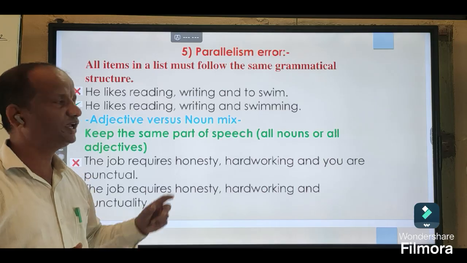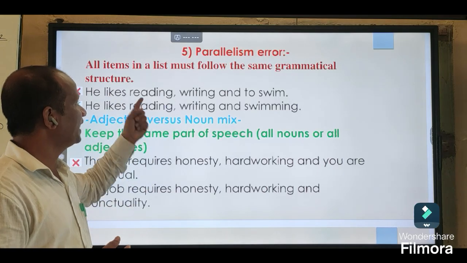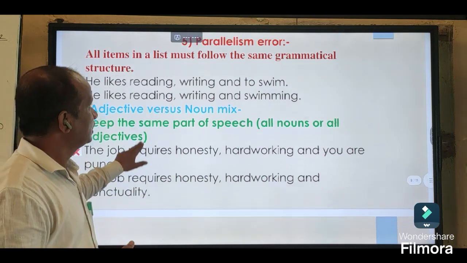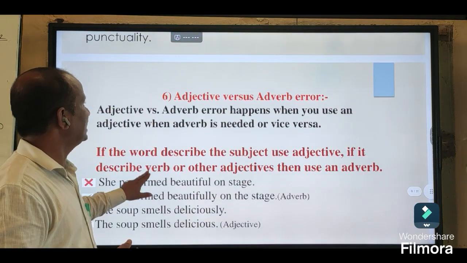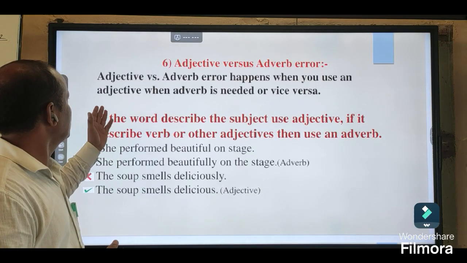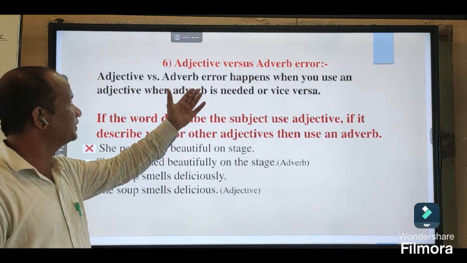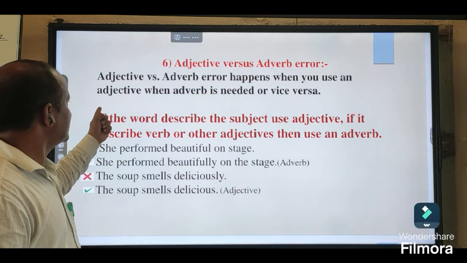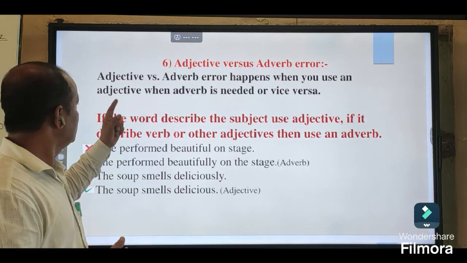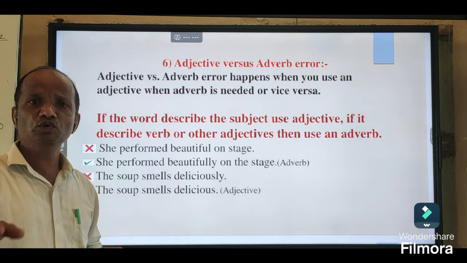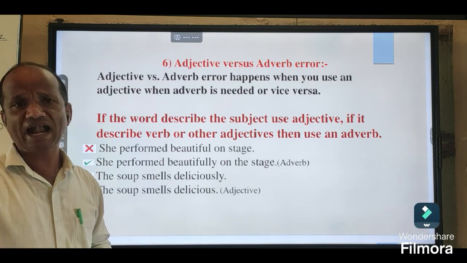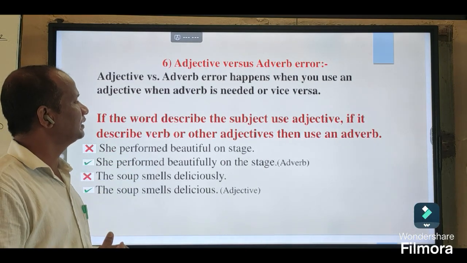To identify this error, we have to pay attention towards the list of items and try to keep them in the same grammatical form. The next error after it is the adjective versus adverb error. This error happens when you use an adjective when an adverb is needed. My dear friends, when there is a need to use an adjective and we use an adverb instead, or when we have to use an adverb and we use an adjective, that time this error happens.